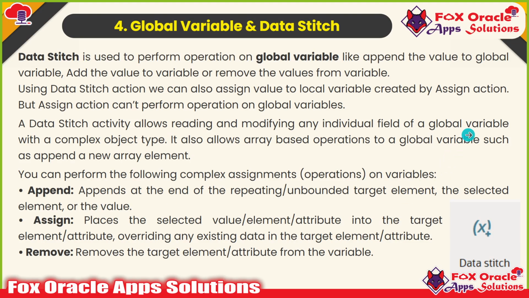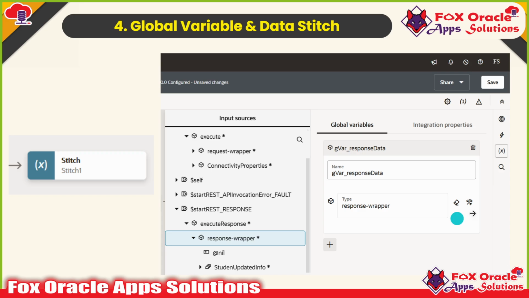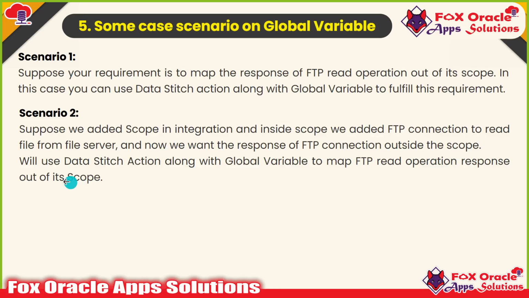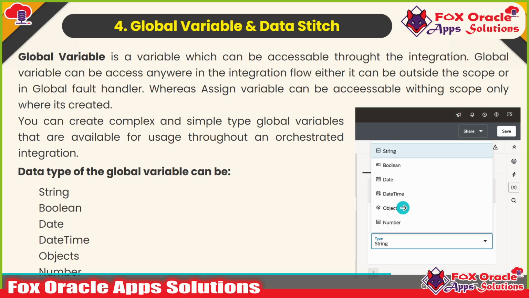So all this we are going to learn in our upcoming slides. Now you can see, once you create a global variable, for creating it you just have to click on this X icon. This is the icon where you will click, and you will get the option to create a global variable. You have to provide the global variable name, and then select the global variable type as object, this one.